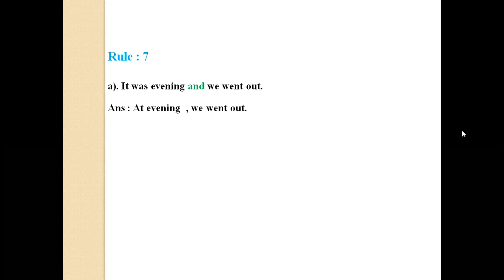That's all for compound to simple sentence. Now compound to complex. Dear students, you have to have a very clear idea about the structure of compound sentence and complex sentence. If you don't have clear ideas, you will face a lot of problems and you will not understand my lecture.